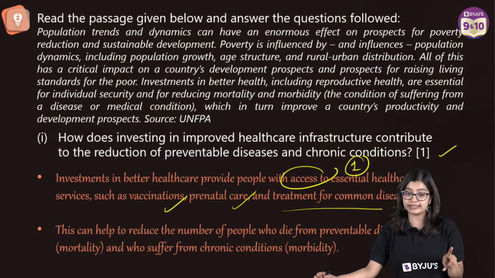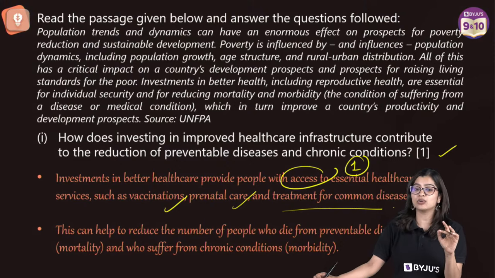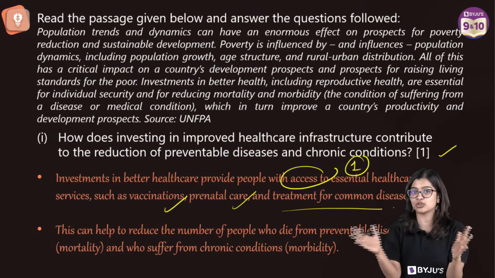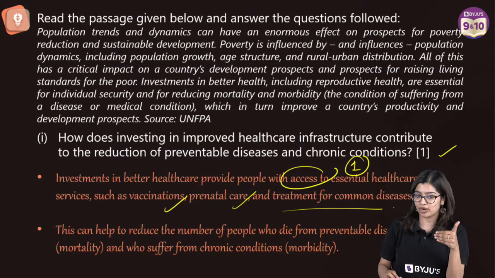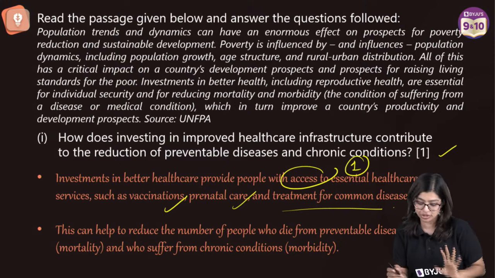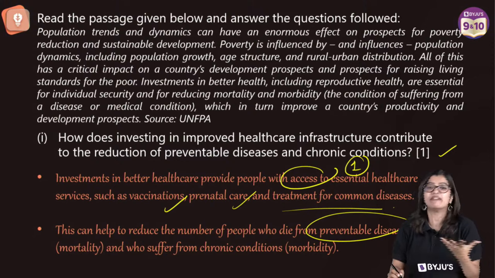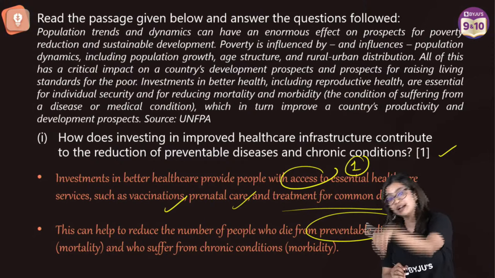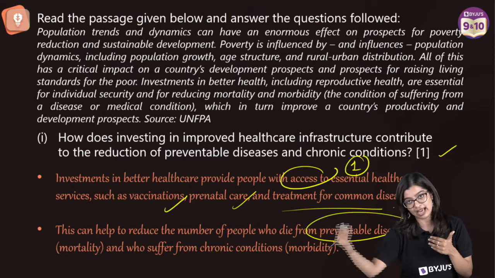Yes, that could be a reason, Sakshi. But here they're specifically asking you the impact of healthcare infrastructure. So they're telling you that if I build hospitals and I have those facilities made, how will that help me? That could be an indirect point that you could write. But along with that, you need to also mention how this is a prevention method, right? This will help in reducing the number of people who die from, say, preventable diseases. Had they been diagnosed earlier, we could have made an effort to save their lives, right?